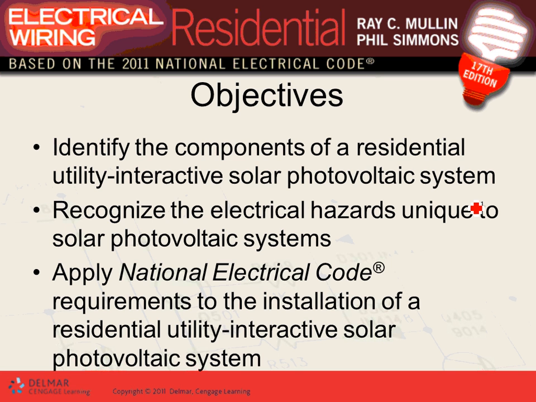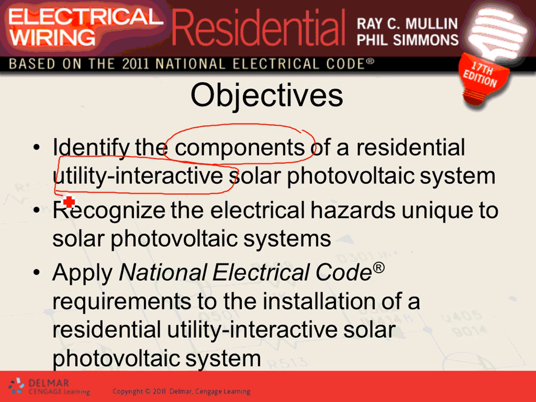Okay, so let's talk about what we're trying to achieve, guys. Identify components. This system has components, and we're going to highlight them. I can't emphasize enough the term utility interactive. A lot of people don't understand it: if it says utility interactive, it means if the utility is down, the solar system is down. Very, very important. That's what utility interactive means. You will not be able to run the solar system if the electrical utility is not running. Does that make sense?